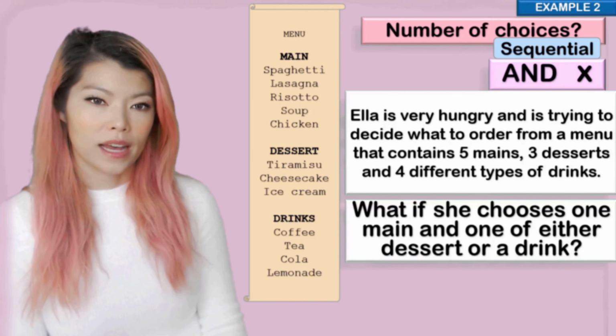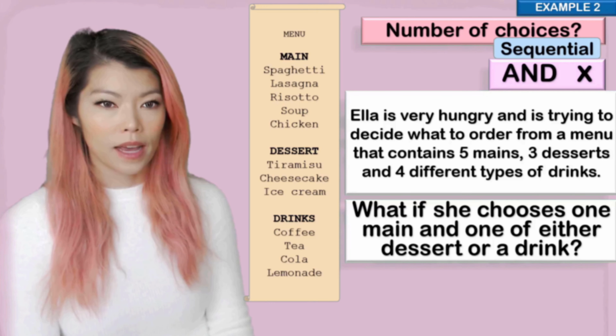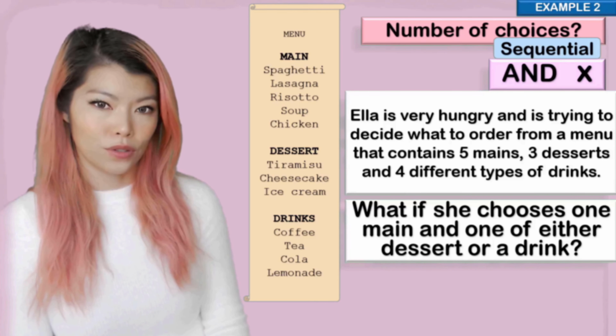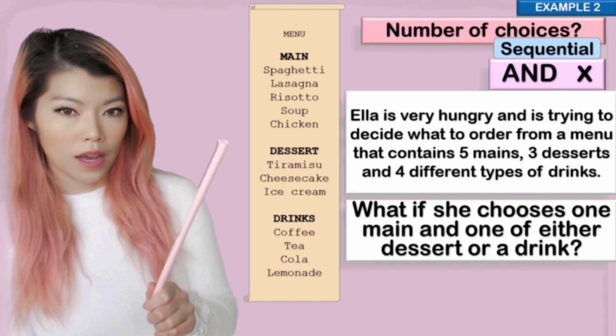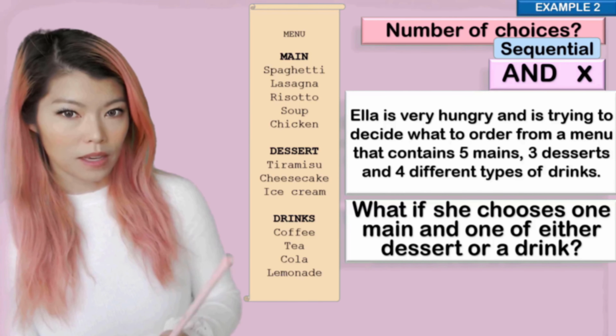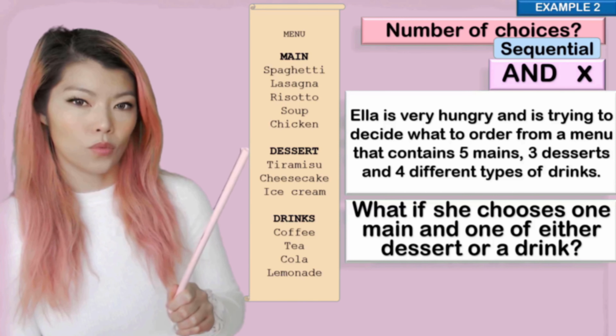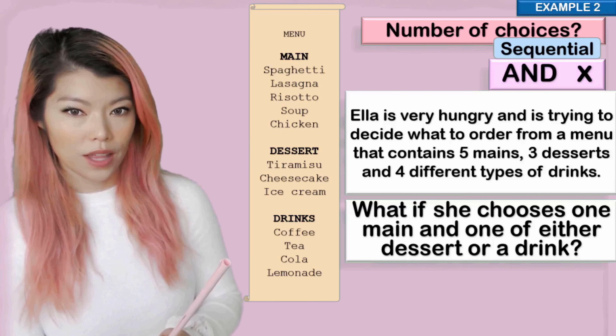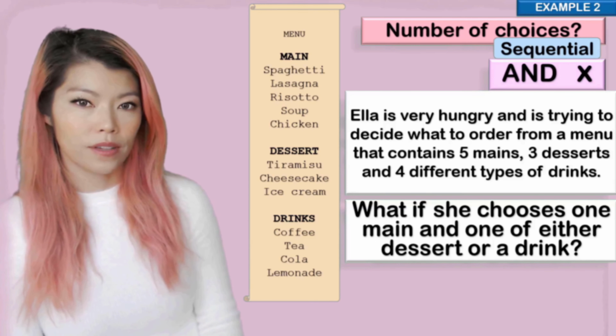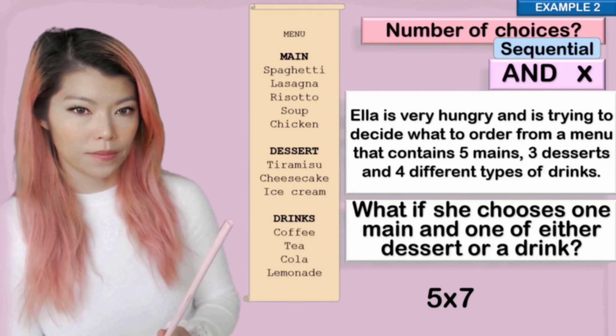What about if we asked, what if she chooses one main and one of either dessert or drink? So one main would be 5, and that means times, a dessert or a drink. So dessert or drinks means we're adding the dessert and drinks together. So 3 plus 4 is 7. So we have 5 times 7.